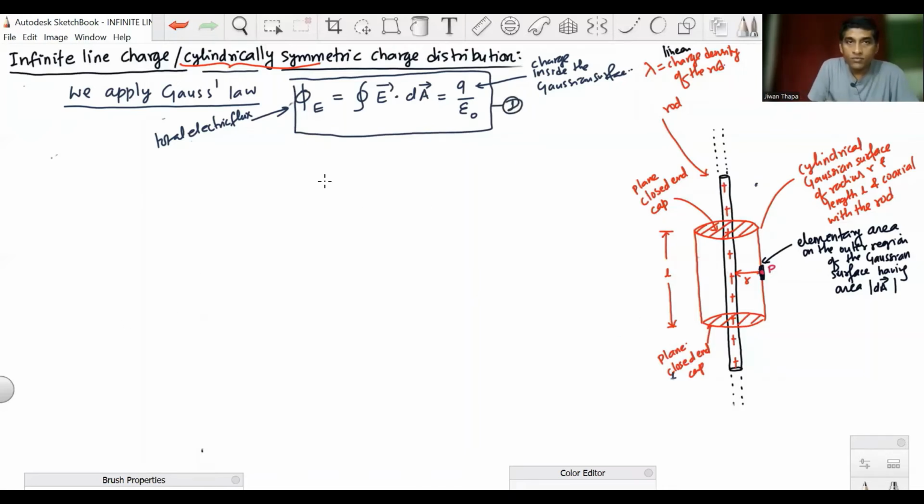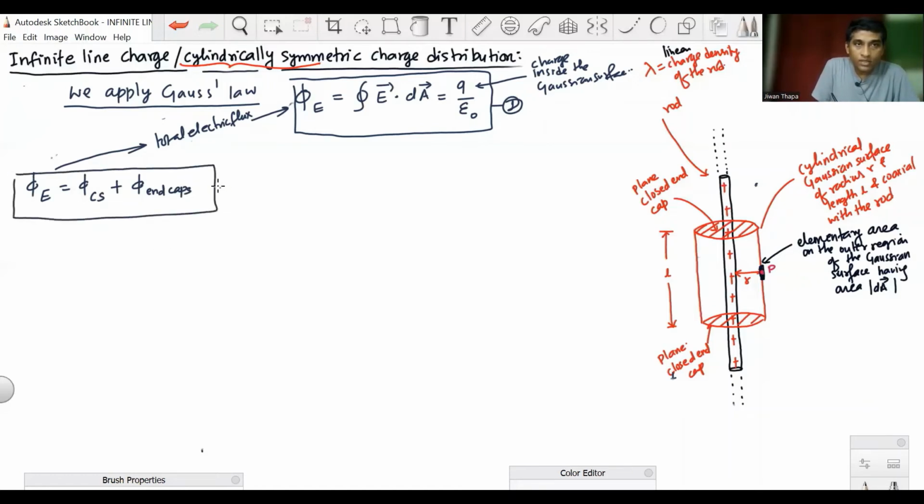Now we can write in this way, total flux equals flux through the curved surface of the cylinder plus flux through the end caps, and there are 2 end caps. So let us find this, okay. So this is equation 2.